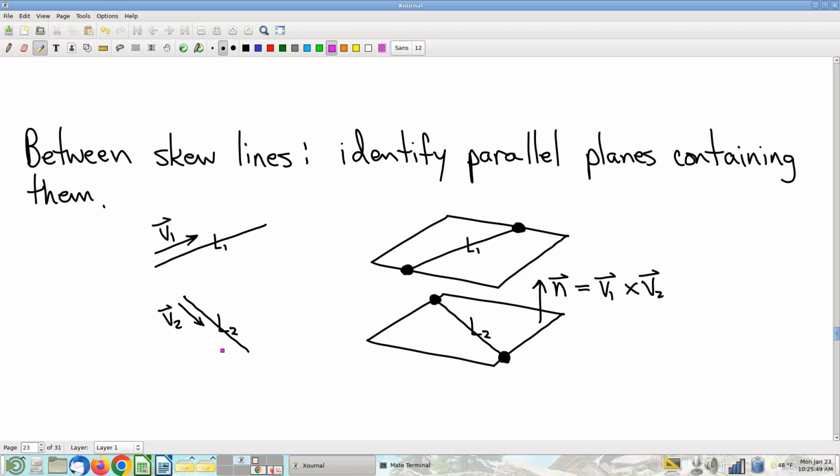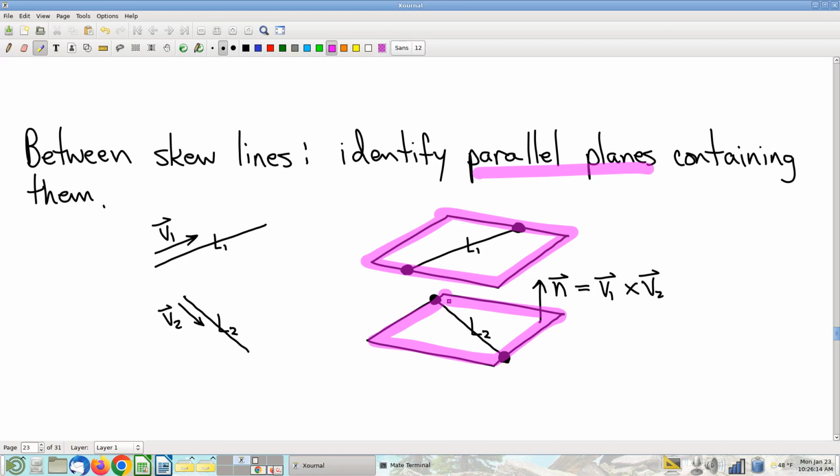And the clever move is to realize, and I'm going to show you how to do this momentarily, that whenever you have skew lines, there are parallel planes that contain those two lines. Now, again, I owe you an explanation of how to find those parallel planes.